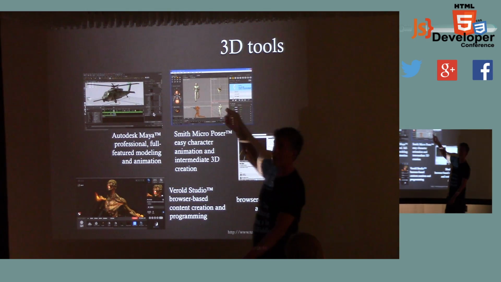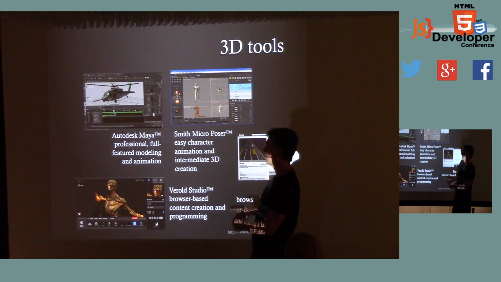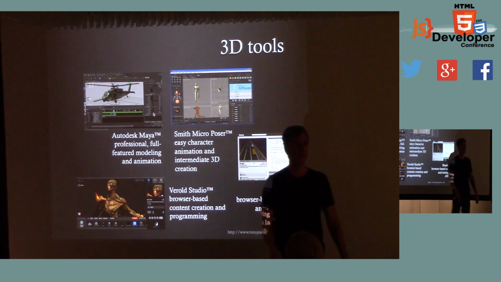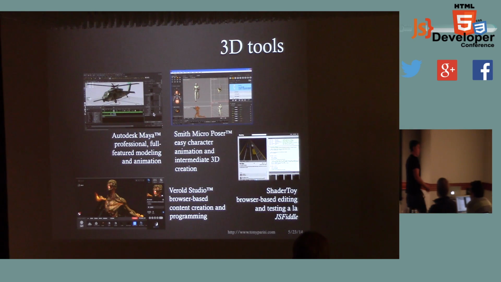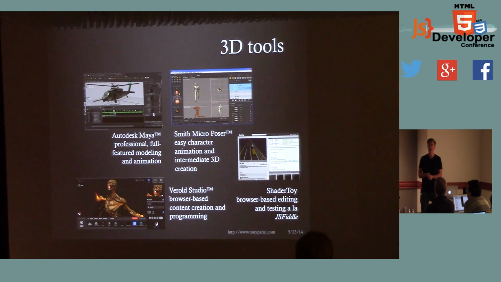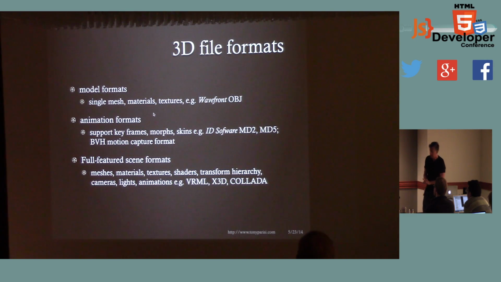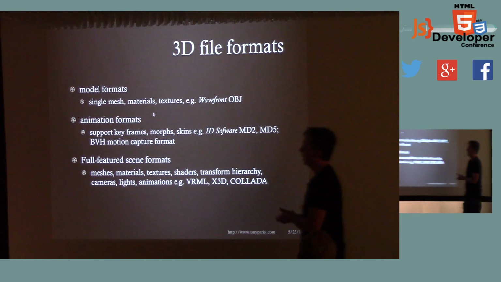Autodesk Maya, $3,500 a seat. Autodesk 3ds Max, $3,500 a seat. Smith Micro Poser, $99 a seat. SketchUp, free. Blender, free. Range of tools. And they all output different formats, and we may be able to get to some of those right now. But let's talk about the popular ones.